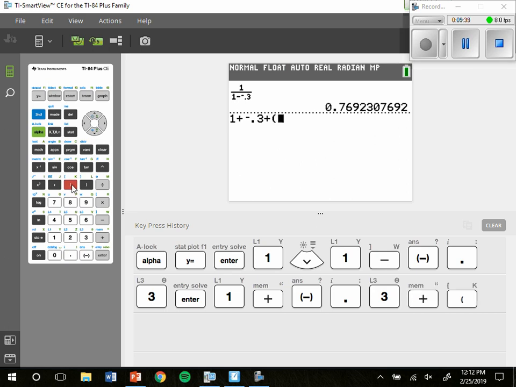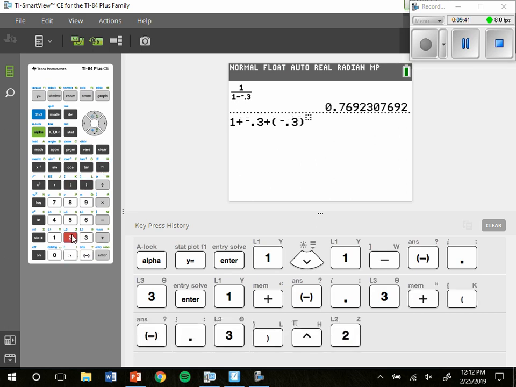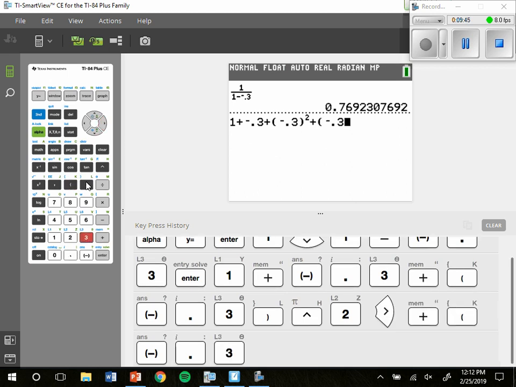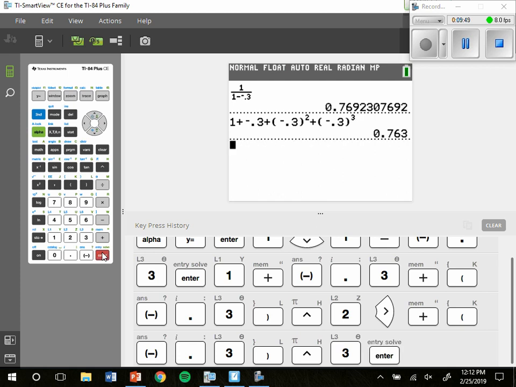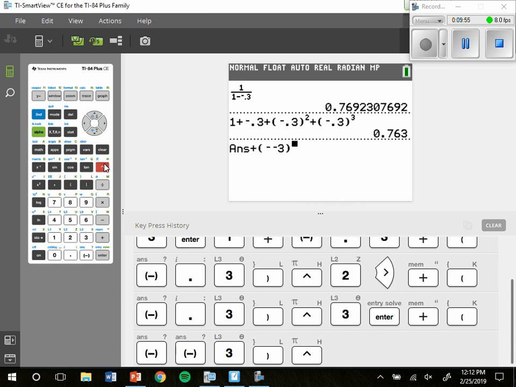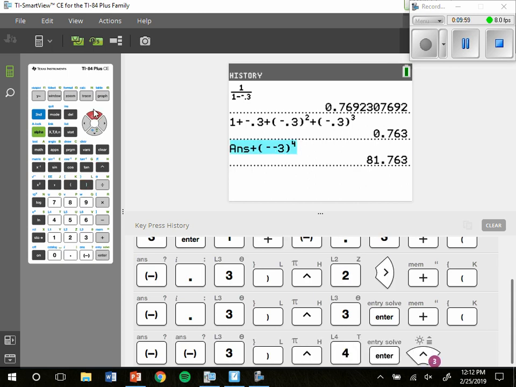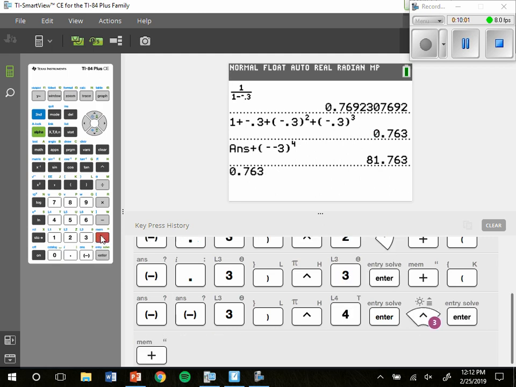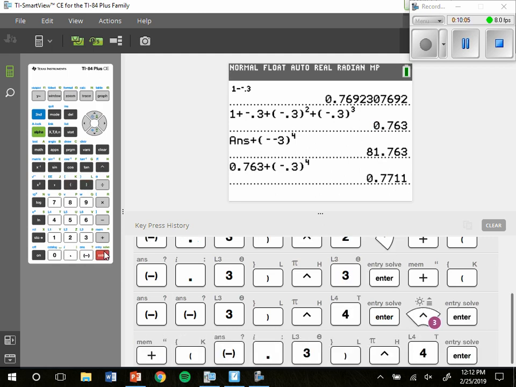That should be almost the same as if I plug into 1 plus x plus x squared plus x cubed. Do you see how that's my polynomial? This out 4 terms. That's at 0.763. If I add plus -0.3 to the 4th, it's going to get even closer.